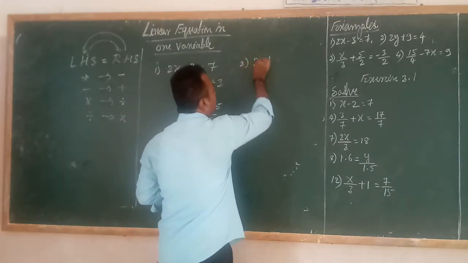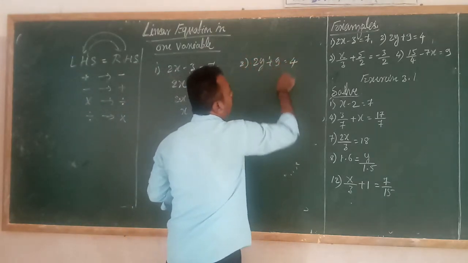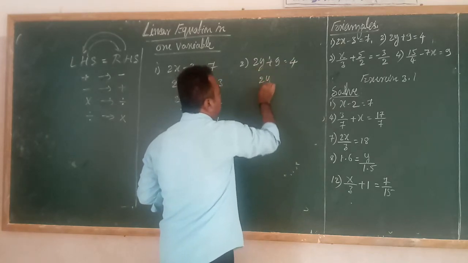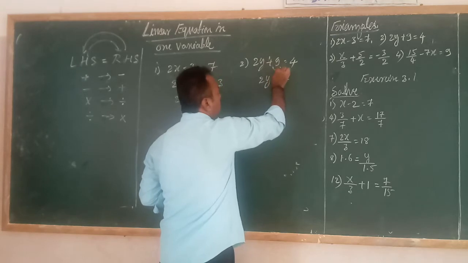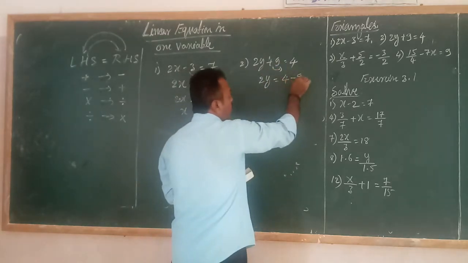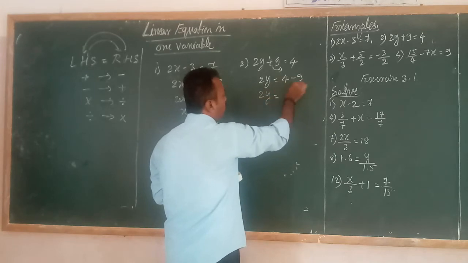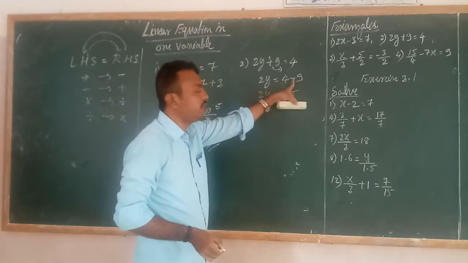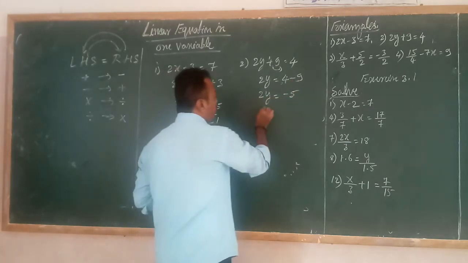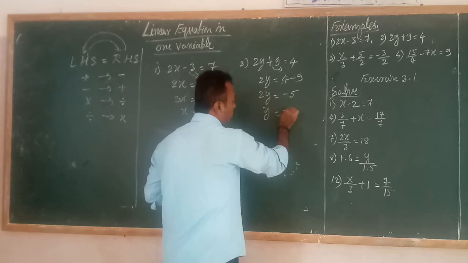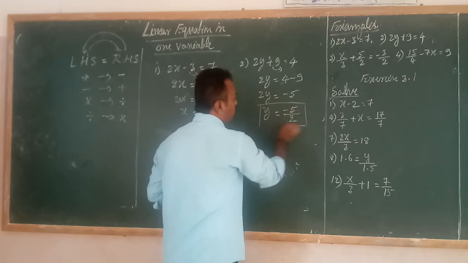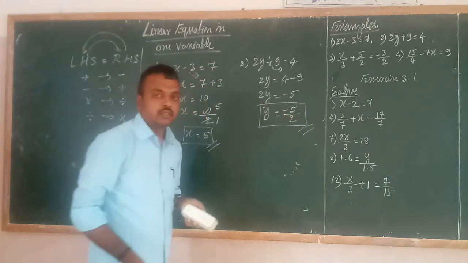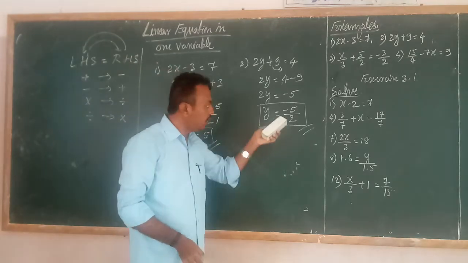The second one is 2y plus 9 is equal to 4. 2y I will write as it is. 4 I will write as it is. Plus 9 I will send to the RHS. It becomes minus 9. So 2y is equal to 4 minus 9. You have to subtract it. 4 minus 9 will become minus 5, because 9 is the bigger number and it has a negative sign, so we put a negative sign. Now I want the y value. Minus 5 I will write as it is, and I will send 2 to the RHS, it becomes divided by 2. Therefore y is equal to minus 5 by 2. 5 cannot be divided by 2, therefore I write it as it is.